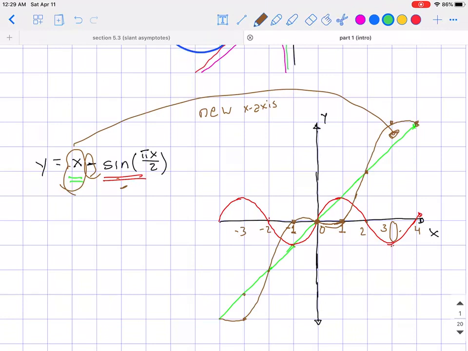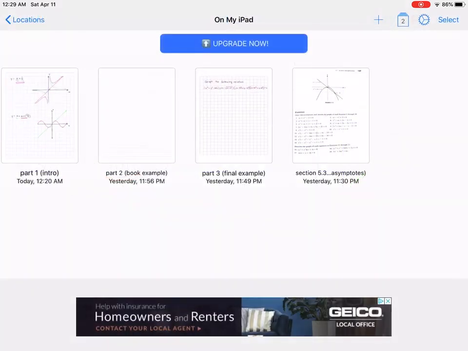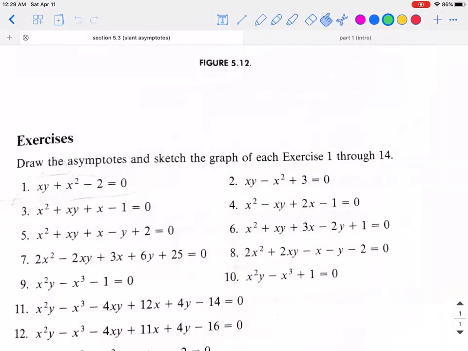Okay, so now that that's out of the way, let's go ahead and try to apply this to one of the problems that we have in the homework assignment.